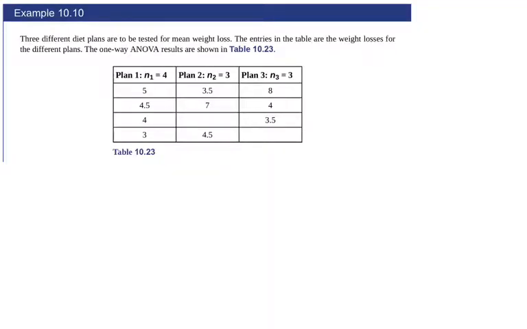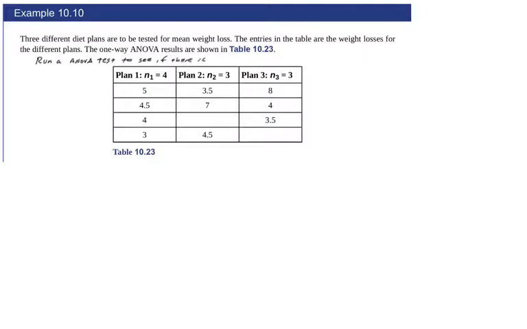Okay, so here let's look at an example. We're looking at 3 different diet plans to be tested for mean weight loss. And again, there's a key phrase, mean. The entries in the table are the weight losses for the different plans. The one-way ANOVA results are shown in this table here. So these are the values that we end up getting here. And again, the key word is that we're looking at means.